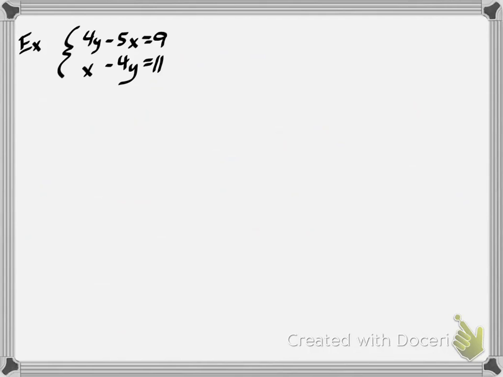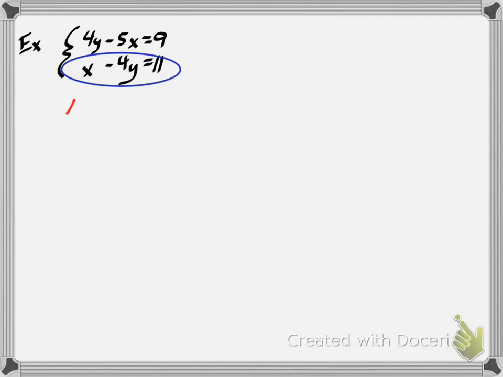Now if you look at both of these, neither one is solved for a variable. So I'm going to have to pick one to solve for a variable. Now you could pick either one. If it was me, I would pick the easier one, which in my opinion would be this one. Because x is over there by itself, it's not being multiplied. So it's easy, all I have to do is just add 4y to both sides.